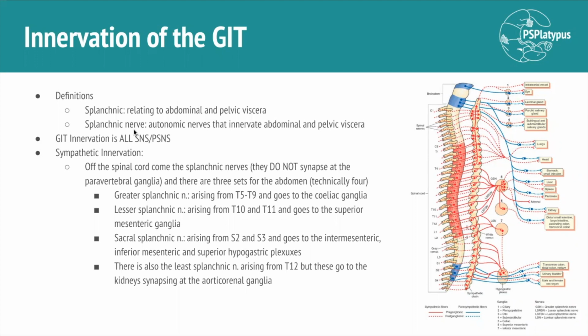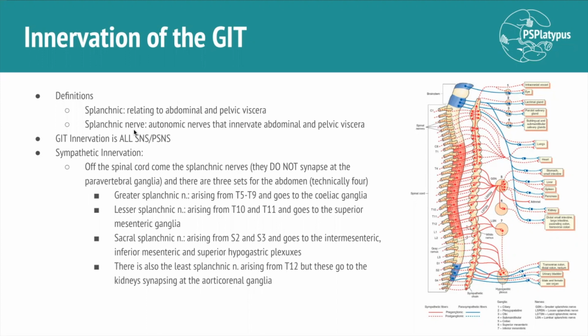And in terms of that, the sympathetic innervation of it comes off the spinal cord, as we noted before. However, they do not synapse on our paravertebral ganglia. And this, as with many things in medicine, is an exception to the rule.